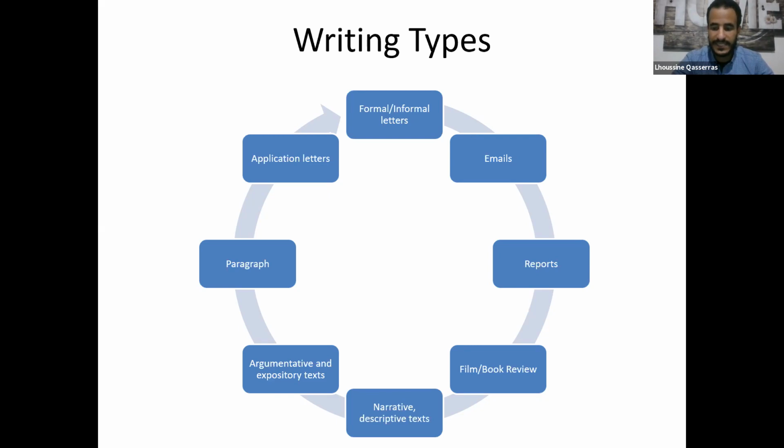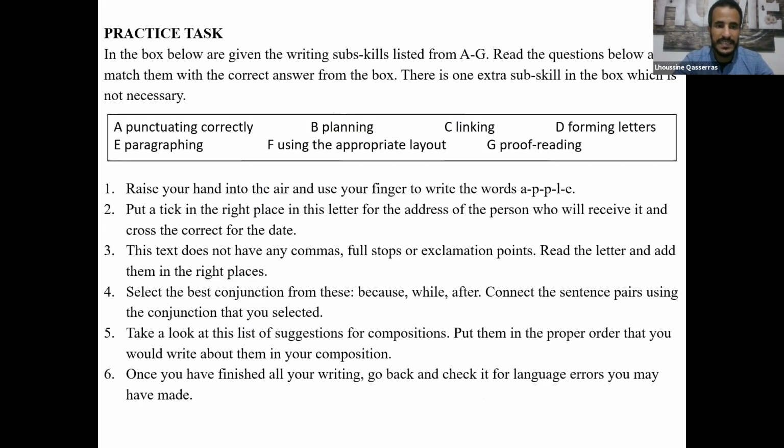Okay, so let's move on to the next slide. Now let's practice. In the box below are given written sub-skills. So remember, when we teach the four skills, we need to know about the sub-skills, and the sub-skills will help your learners to read effectively, to speak effectively, to listen effectively, and to write effectively. Great. Now here, you have to match these. A, punctuating correctly. B, planning. C, linking. D, forming letters. E, paragraphing. F, using the appropriate layout. And G, proofreading.